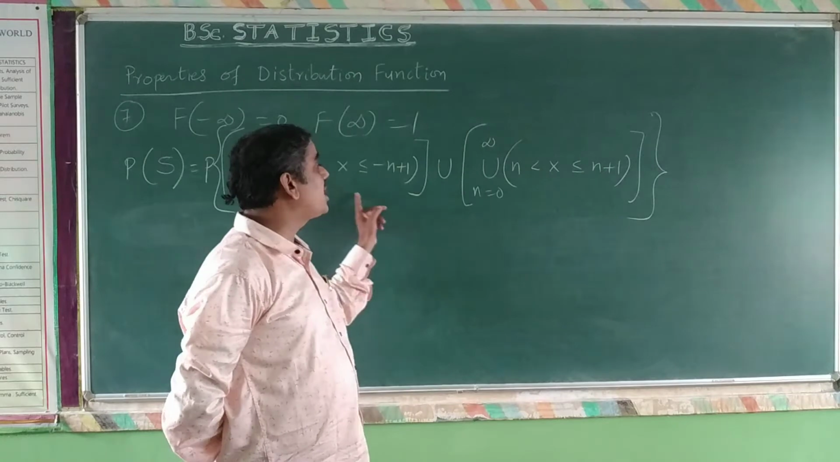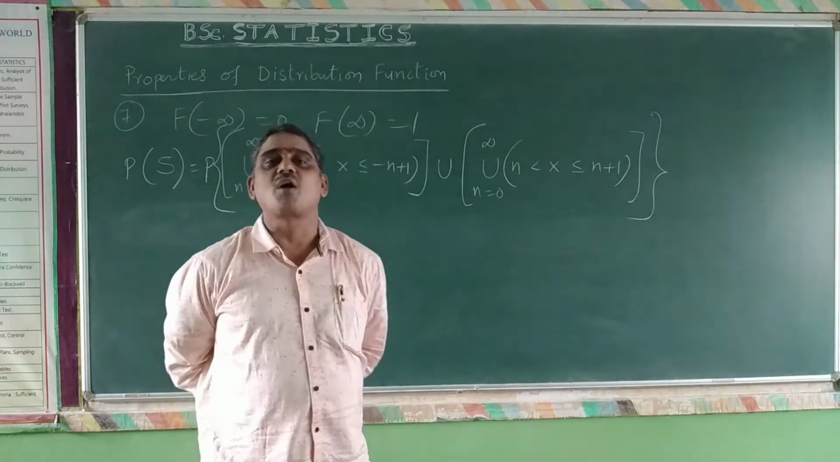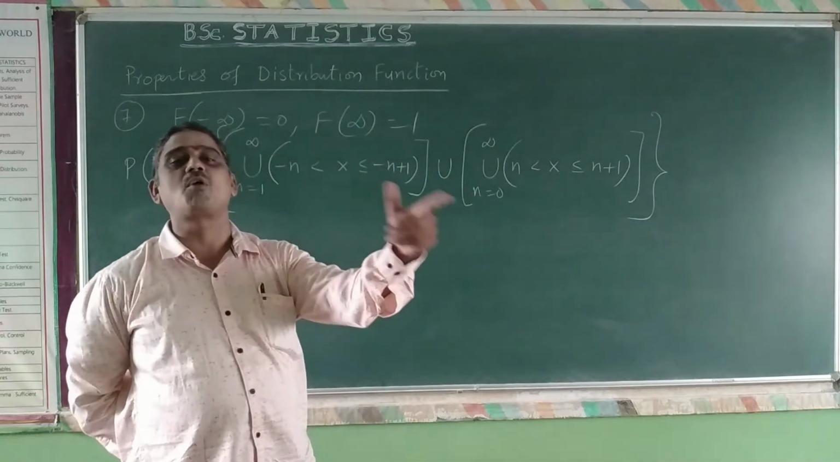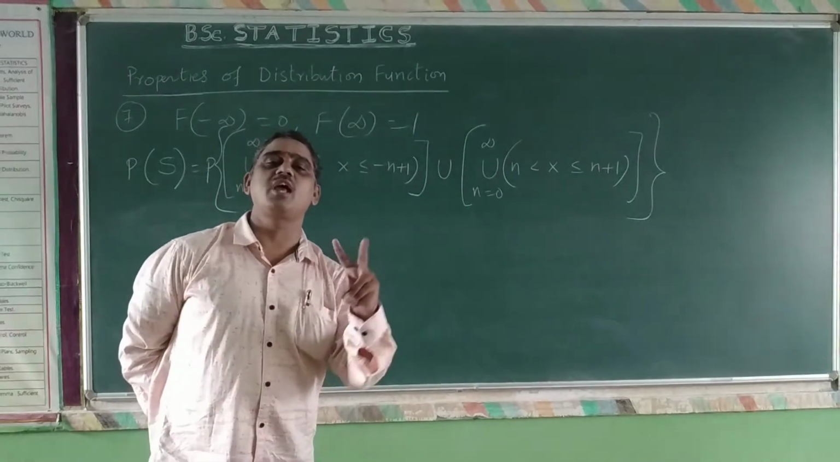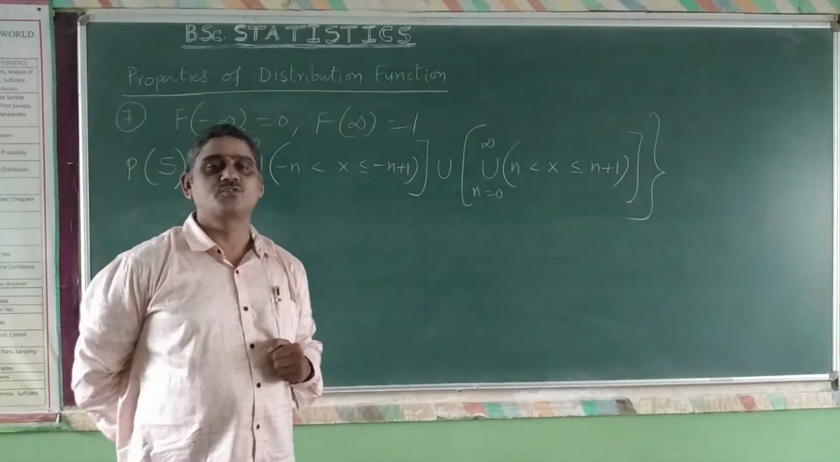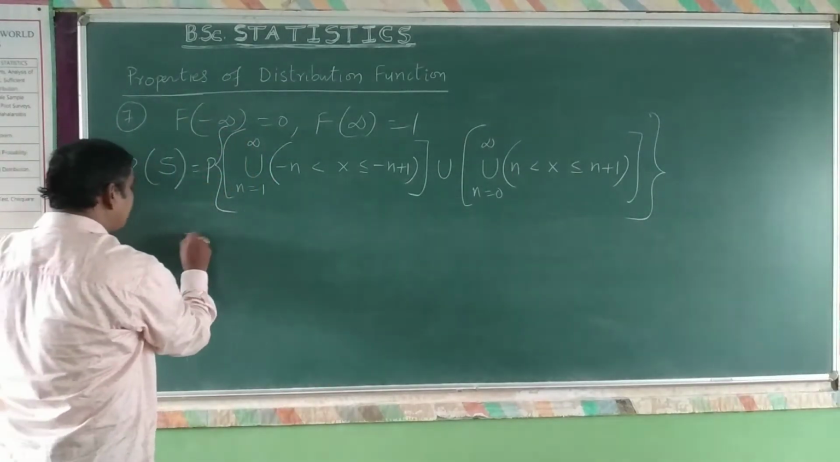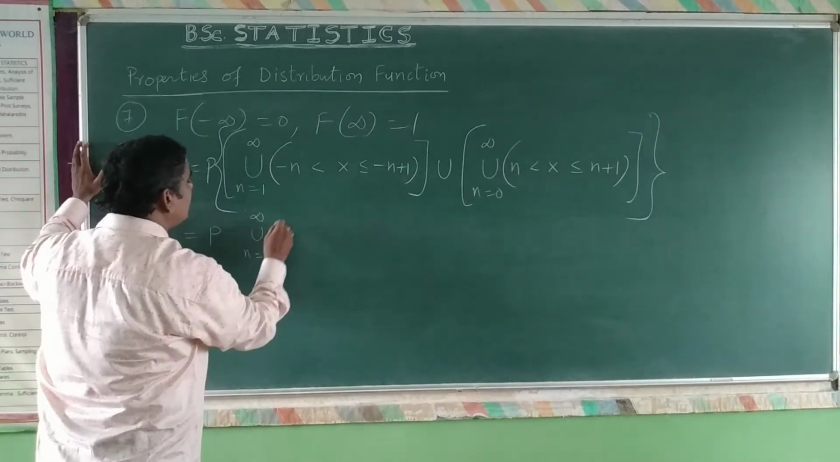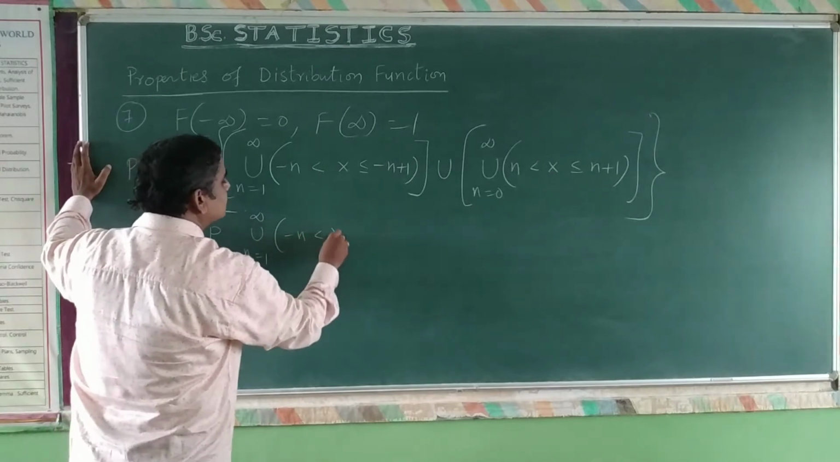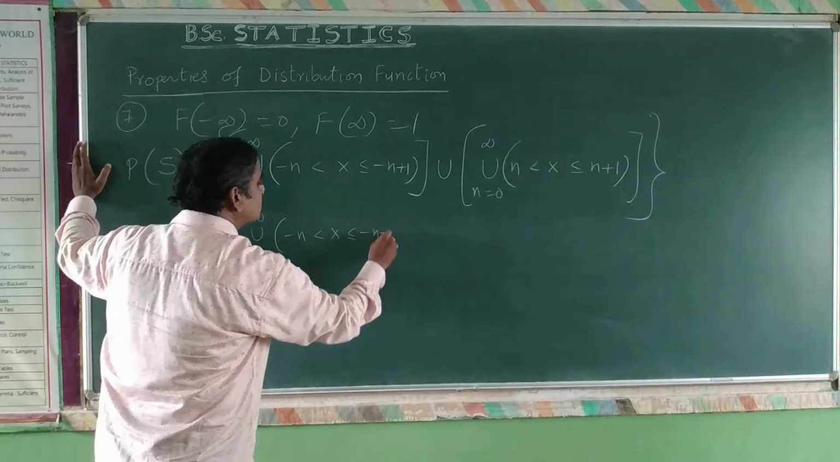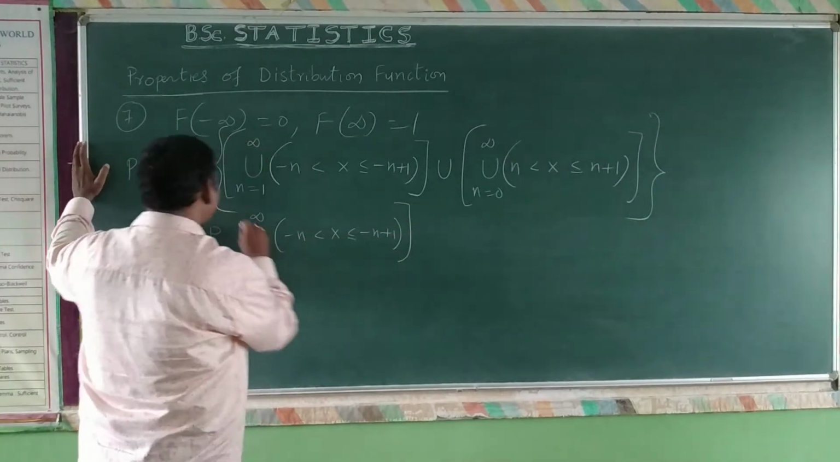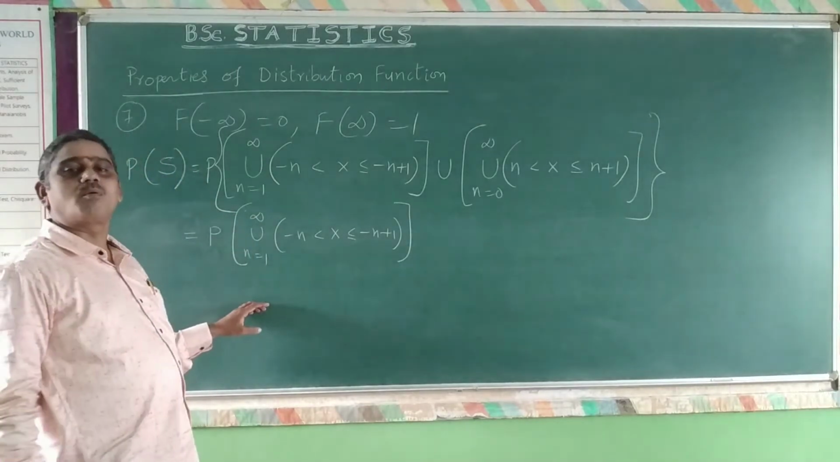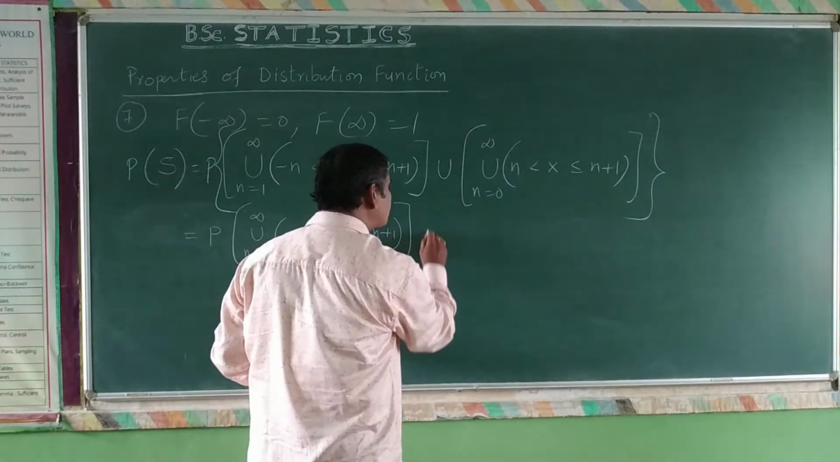Probability of, let me consider A and B, A union B. Probability of A union B can be expressed as probability of A plus probability of B, for A and B disjoint events. So I am expressing this as probability of union n equals 1 to infinity of minus n less than x less than or equal to minus n plus 1. This is one particular event.